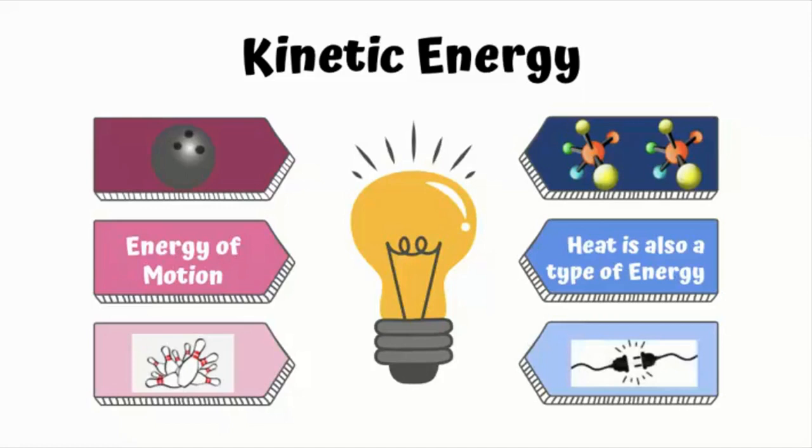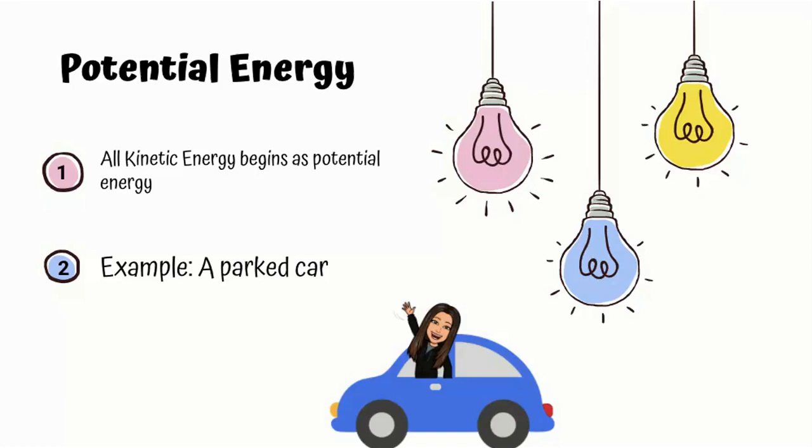So, where does kinetic energy come from? It comes from potential energy. And so we talked about yesterday what potential energy was, that it's stored, and it's just waiting to happen. It's not happening yet, it's not actually moving yet. But once it starts moving, then it's going to be kinetic energy. And we talked about potential energy, and that all kinetic energy begins as potential energy.